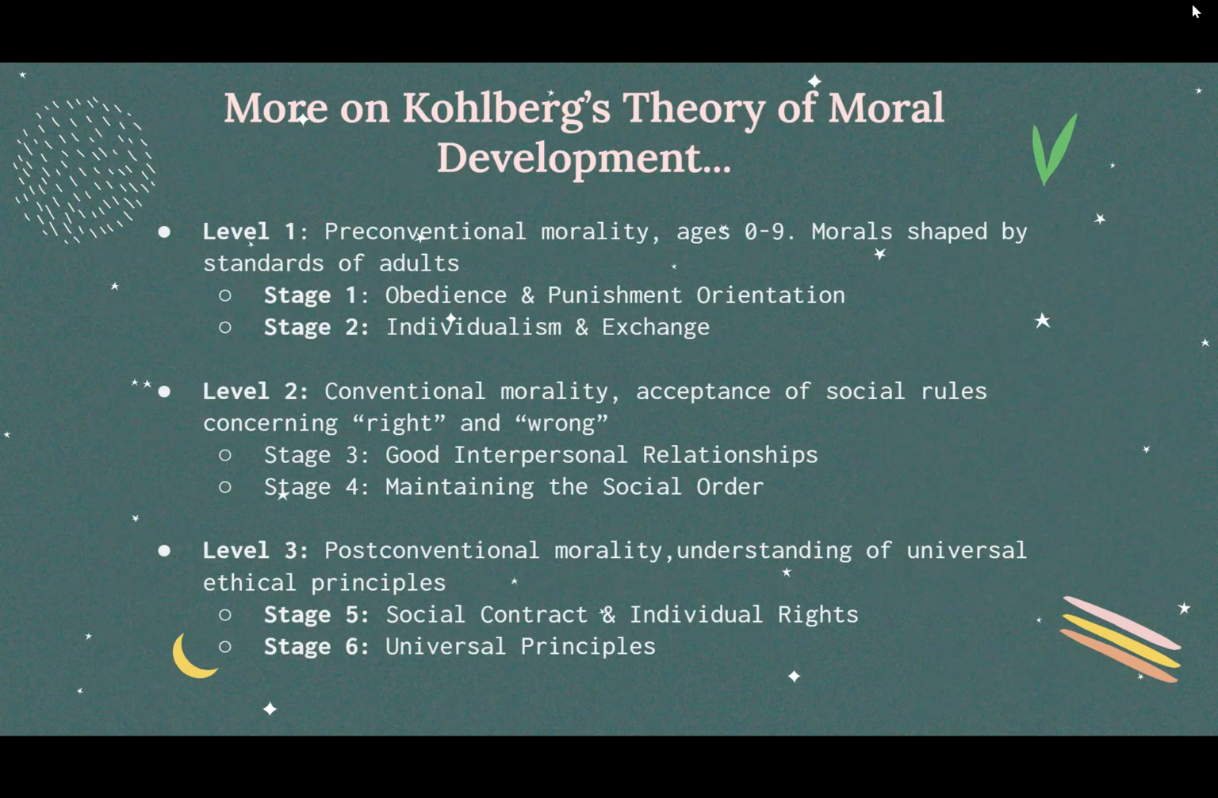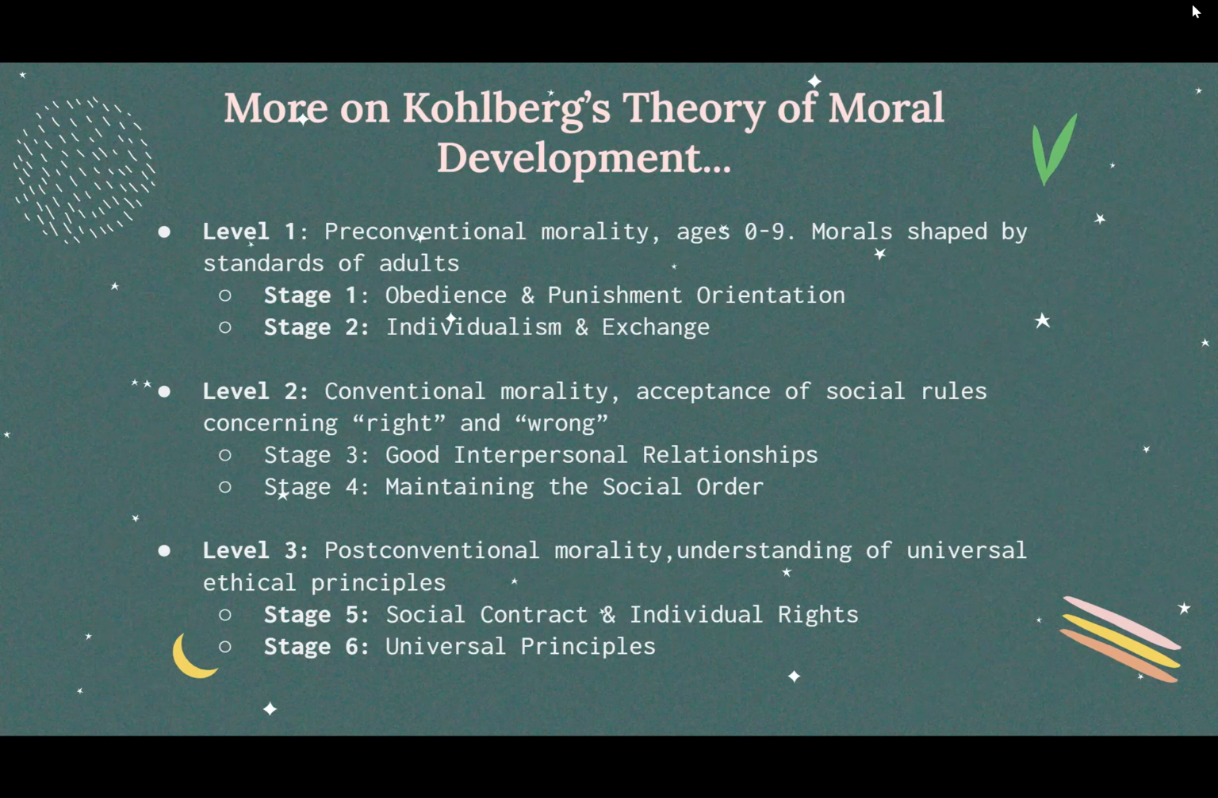As you can see, level 1 is pre-conventional morality. It's from age 0 to 9. In this stage, morals are shaped by standards of adults. And in those smaller stages, that is essentially the objective of that level. So the first stage would be obedience and punishment. They followed these morals in order to be an obedient child and avoid punishment. In the second stage, individualism and exchange.